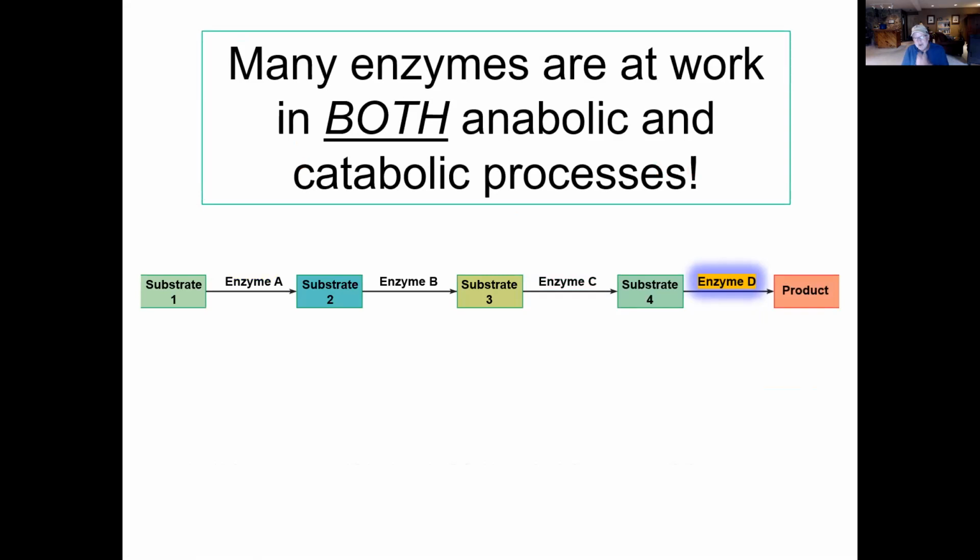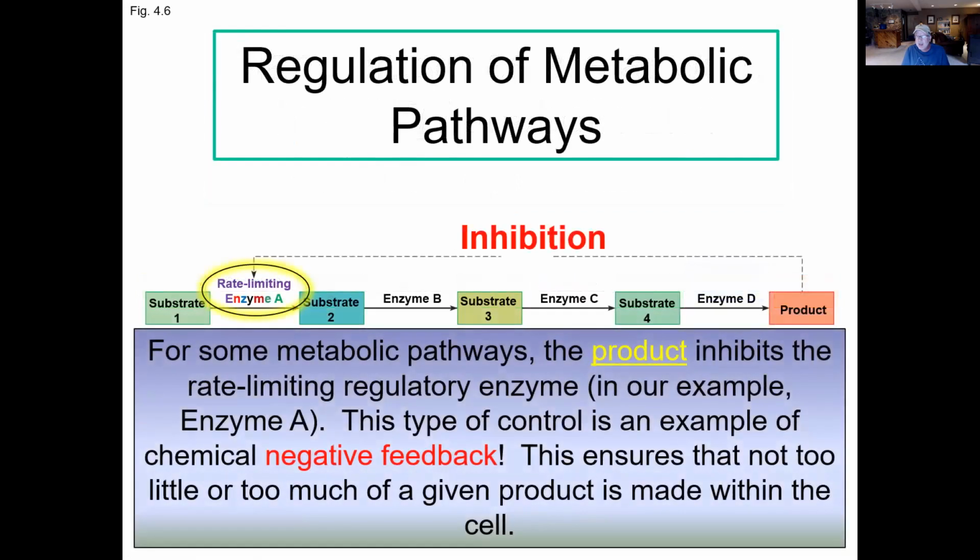Now I want to introduce this concept of how a cell produces just enough product to use. How does it know not to produce too much product? Because there's no point in making more than you need, right? That would be very inefficient for a cell to do that. So how many metabolic reactions are regulated in our cells is through a process referred to as negative feedback.